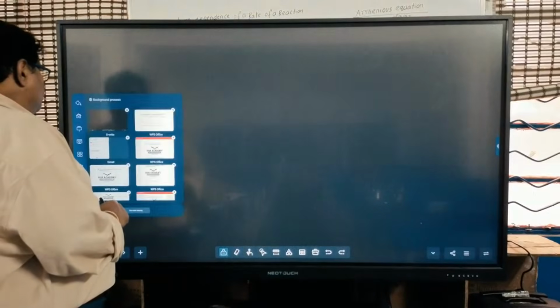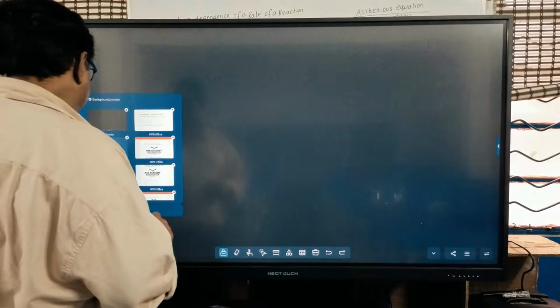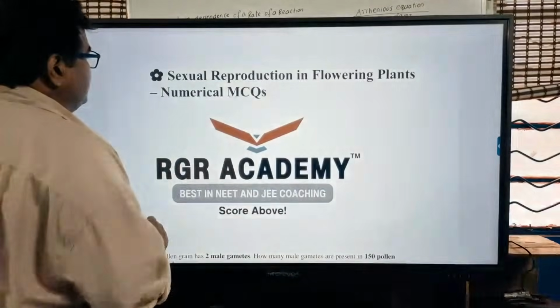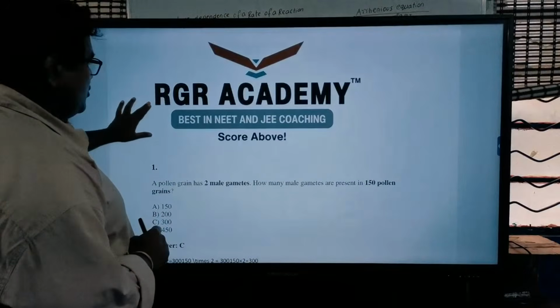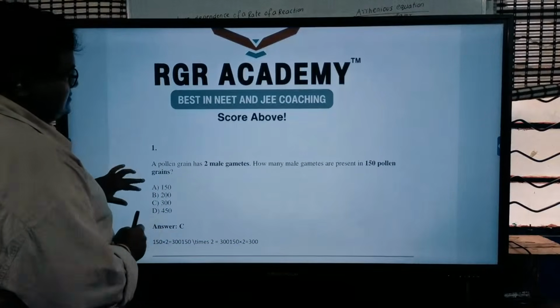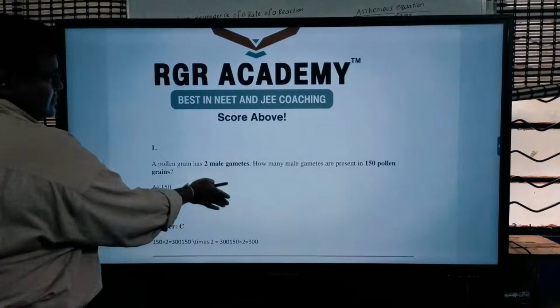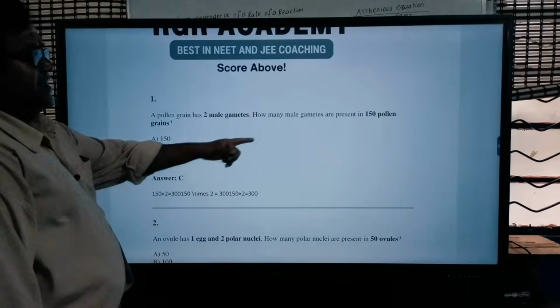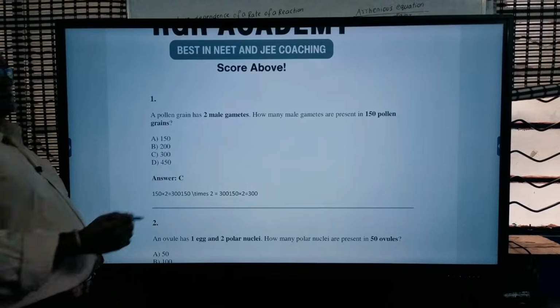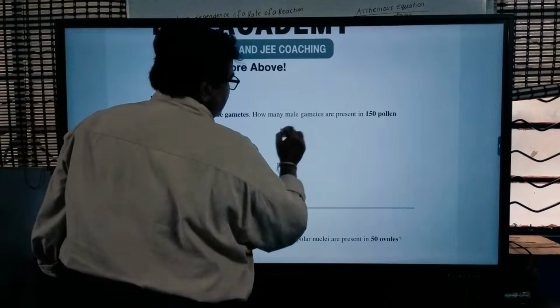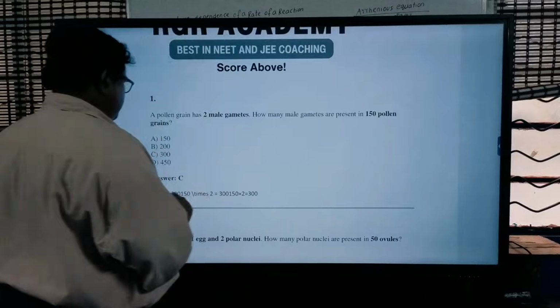If you are seeing this question, in the case of sexual reproduction in flowering plants, can you see this? A pollen grain has two male gametes. See here, how many male gametes are present in 150 pollen grains? How many pollen grains are there? How many male gametes are there in 150 pollen grains?